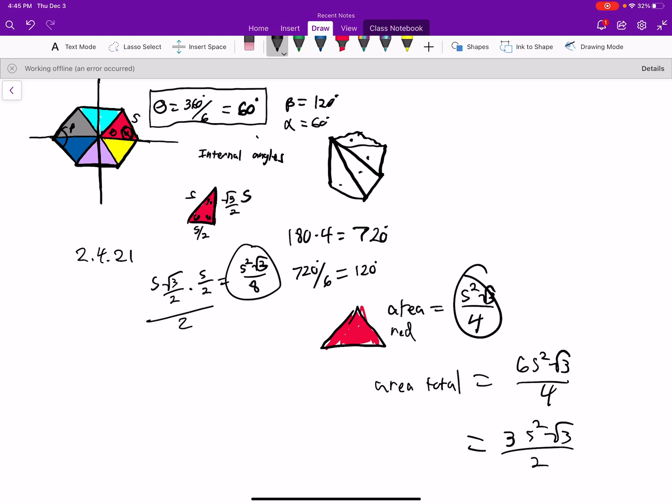And there you go. We know that 3 is constructible, s is constructible, so s squared is constructible. We know root 3 is constructible, 2 is constructible, so the whole thing is constructible.